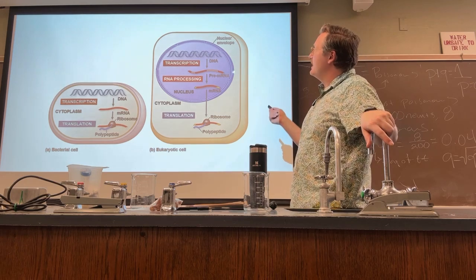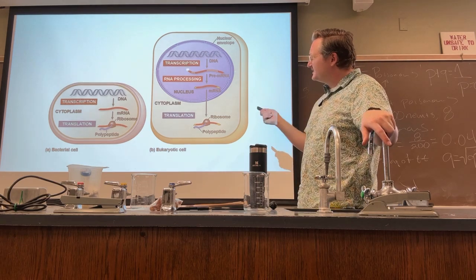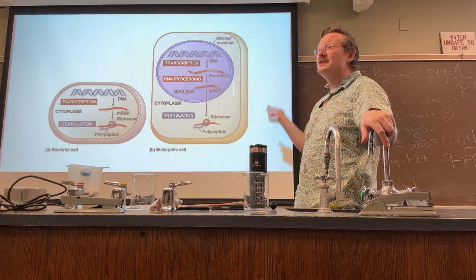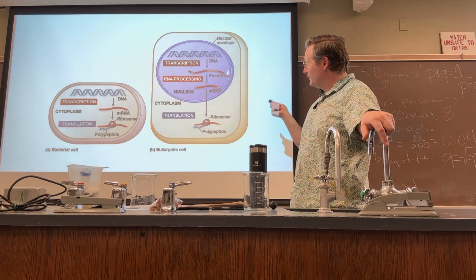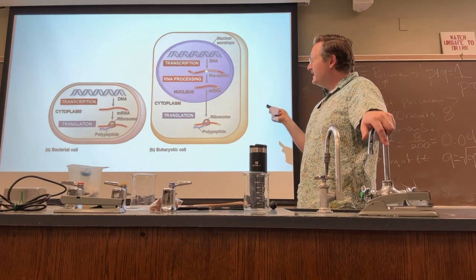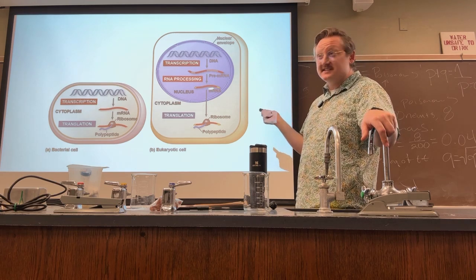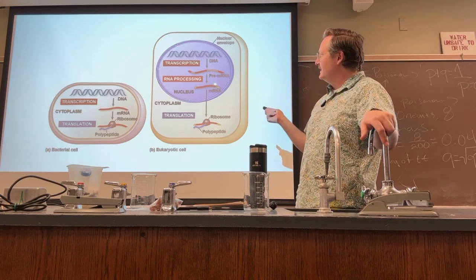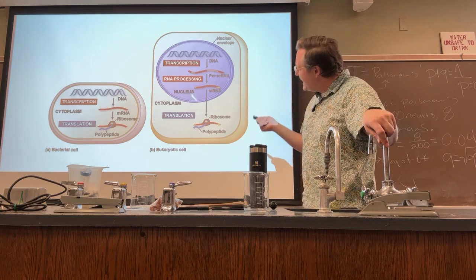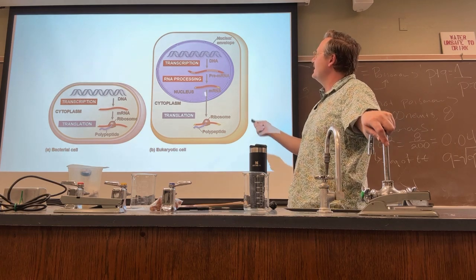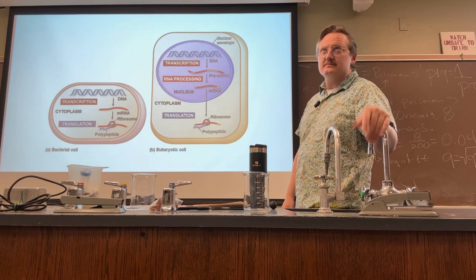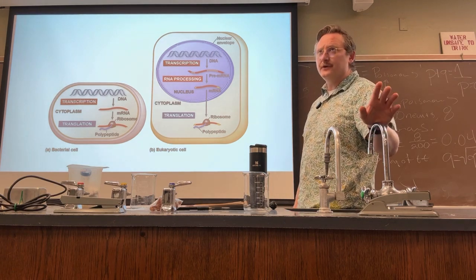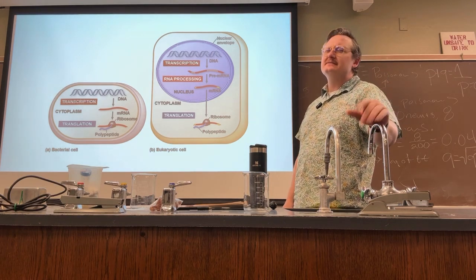However, in the eukaryotic cell, transcription occurs within the nucleus, all right? So the RNA needs to be fully produced, and then it's going to be processed, still within the nucleus, okay? And then after processing, it's going to be exported into the cytoplasm or into the endoplasmic reticulum.